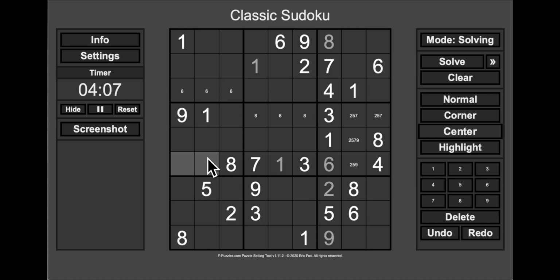But, okay, these two are also from 2, 5, and 9. And that one can't be 9. And that one can't be 5.